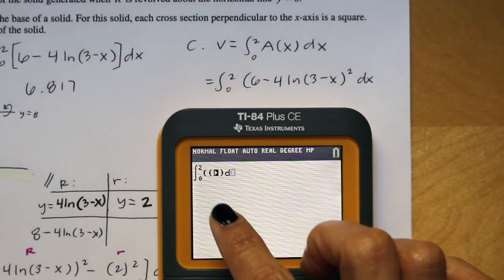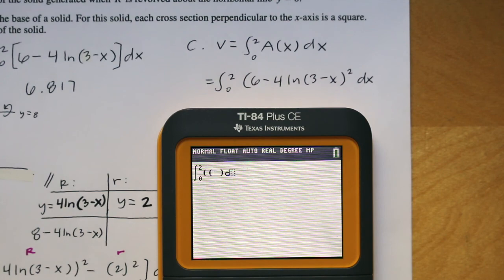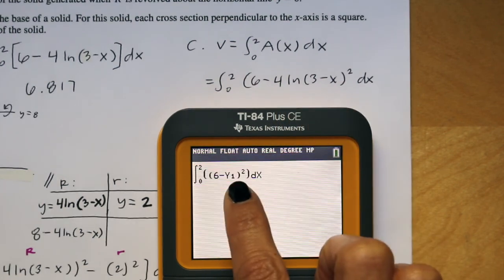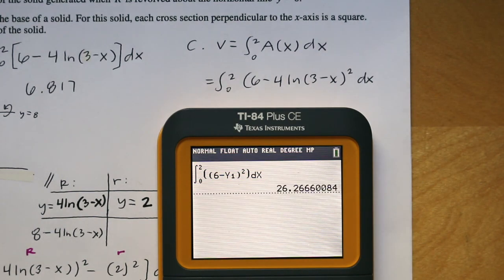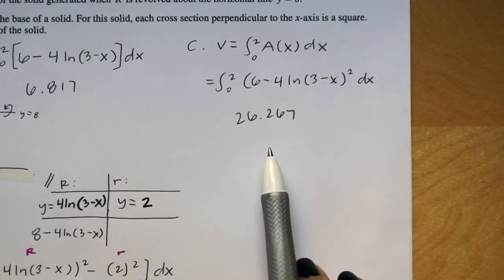Okay, so we have the integral from 0 to 2, and then we're going to do 6 minus, and that is our equation for y1, so we'll call that function up. Make sure you have the whole quantity squared, and you end up getting 26.267. So there's your final answer.